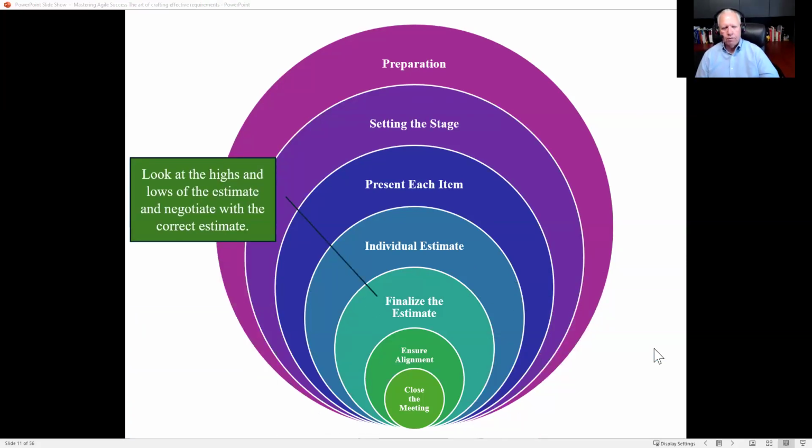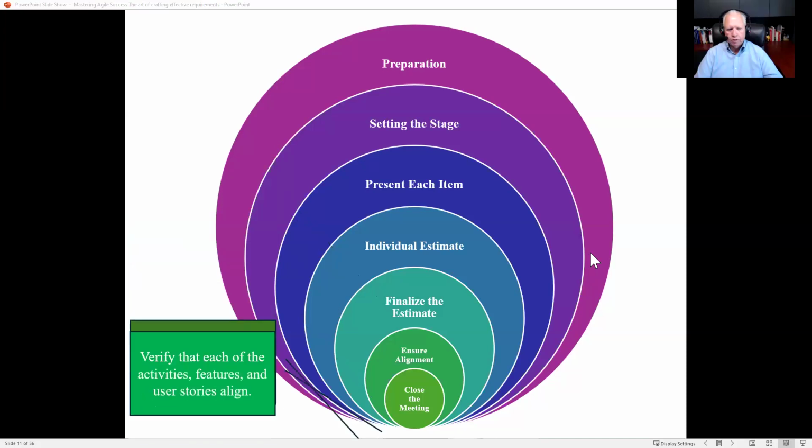And then the other piece would be finalizing the estimates. What can we agree to? And so everyone will take their estimates and then negotiate back and forth and agree that that sprint and that feature and that user story is going to take this amount of time. And so you look at the highs and the lows, and both of those were probably skewed with something, and you probably come to something much more in the middle.